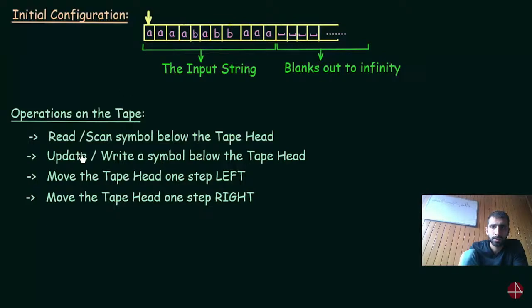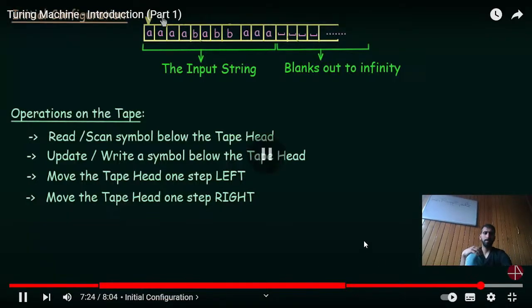The other operation that you can perform is to move the tape head one step left or move the tape head one step right. So remember that you cannot move more than one step; you can move only one step, either to the left or to the right.